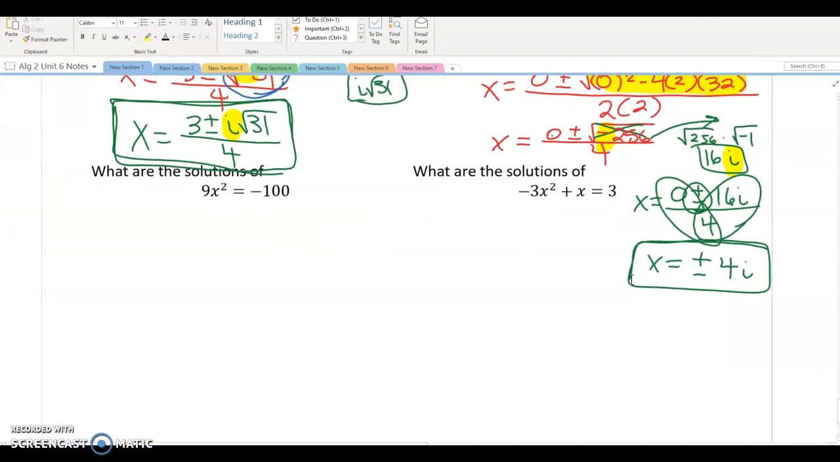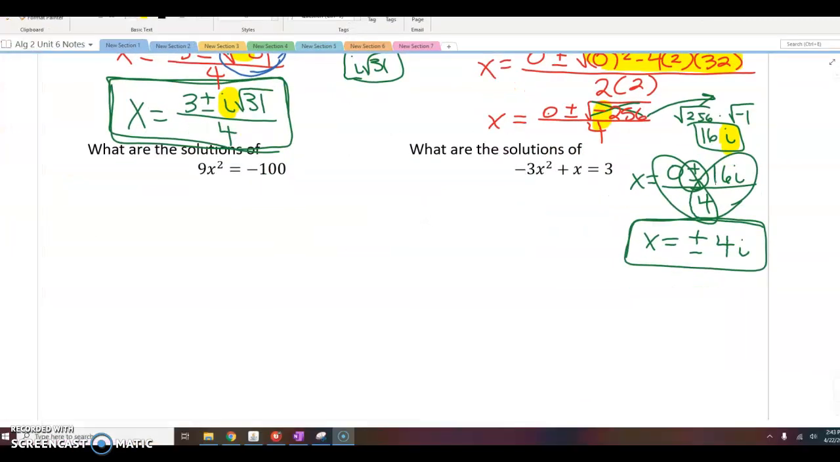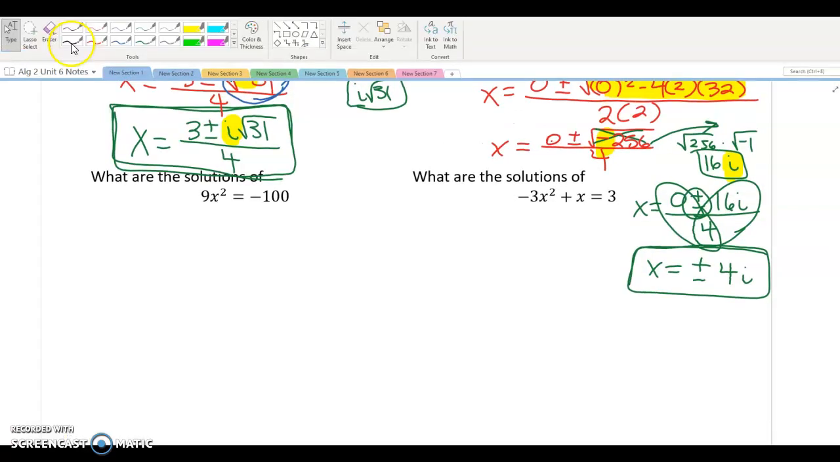Our example 3. For example 3, we got 9x squared equals negative 100. So before I copy it over, what should we do first? We transpose the negative 100 and make it a plus. So we got 9x squared plus 100 equals 0.